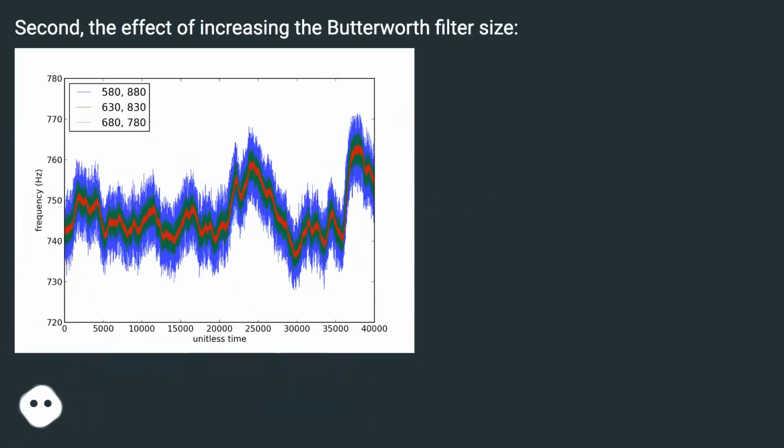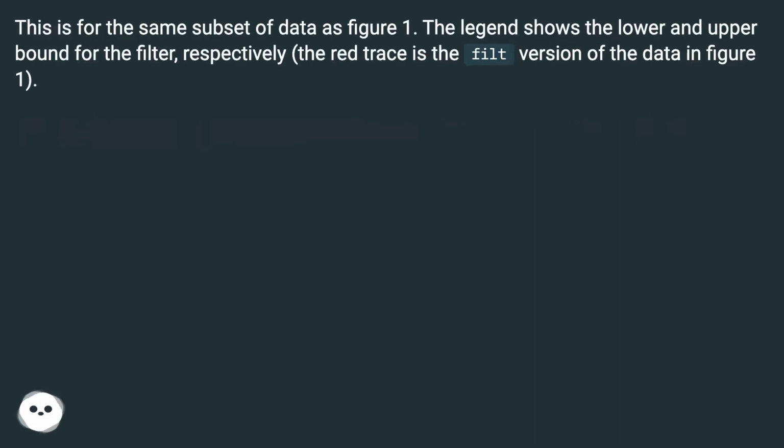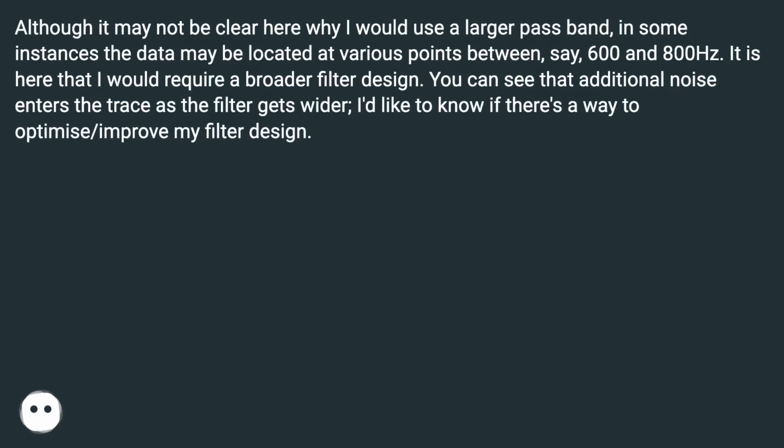Second, the effect of increasing the Butterworth filter size. This is for the same subset of data as Figure 1. The legend shows the lower and upper bound for the filter, respectively. The red trace is the filt version of the data in Figure 1. Although it may not be clear here why I would use a larger passband, in some instances the data may be located at various points between, say, 600 and 800 Hz. It is here that I would require a broader filter design. You can see that additional noise enters the trace as the filter gets wider. I'd like to know if there's a way to optimize or improve my filter design.